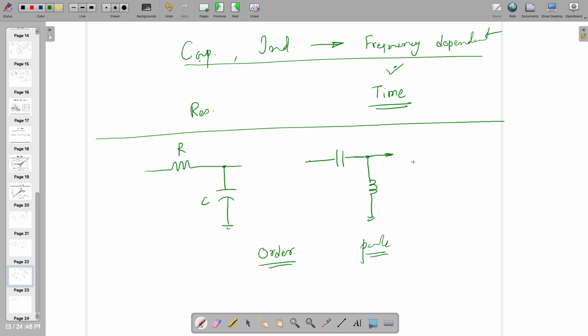So now, what do you think about this circuit? Is it low pass, high pass, band pass? Which kind of circuit? So at zero frequency, what is happening? Is it short circuit or open circuit? What is going to happen? Short circuit.